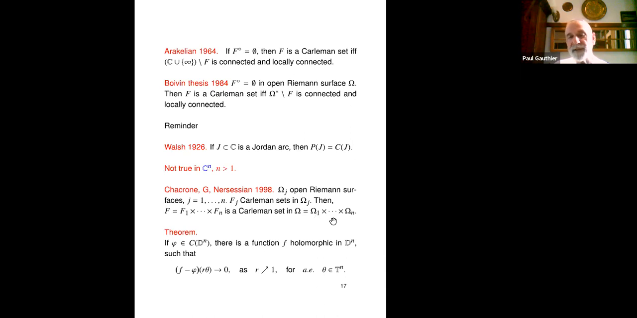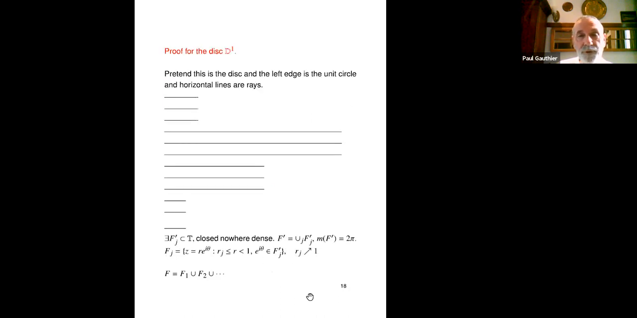Well, we're interested in the simple case where omega_j is the unit disk. And so the product manifold omega is just the polydisk. And here's the result. If we have a continuous function on the polydisk, there's a function holomorphic in the polydisk which approximates the continuous function along rays tending to almost every point of the torus. So that generalizes the result known for the unit disk.